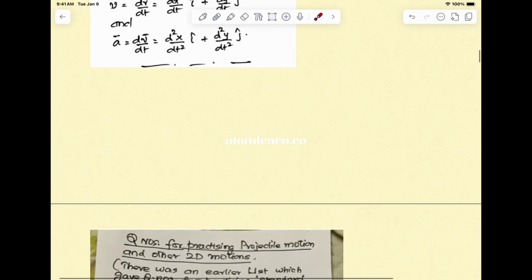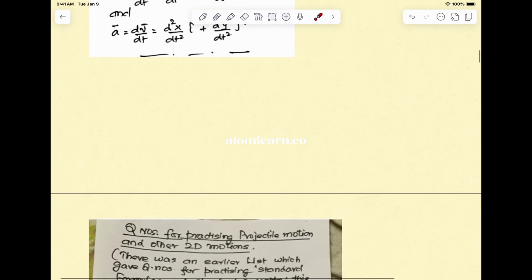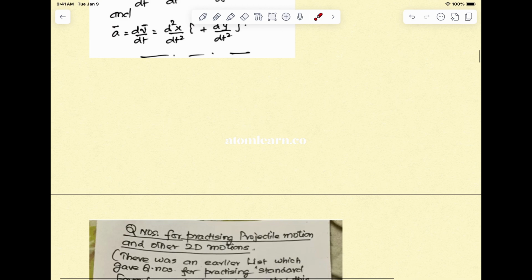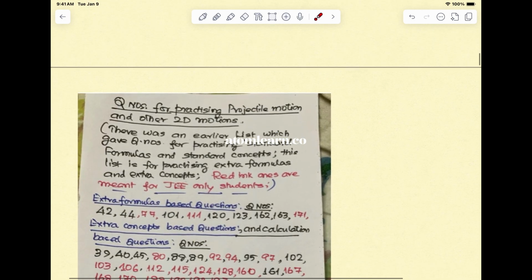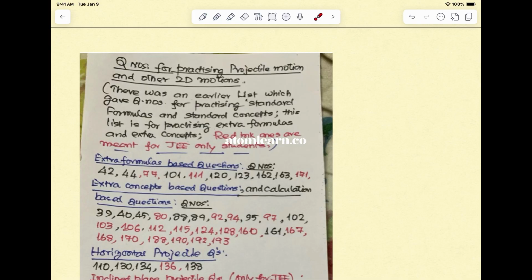So now this is the extra formulas as well as extra concepts coverage. We have done an exhaustive coverage of the extra formulas as well as extra concepts, so that now we are in a position to practice some example questions, applying the concepts we have learned, applying the formulas we have learned.